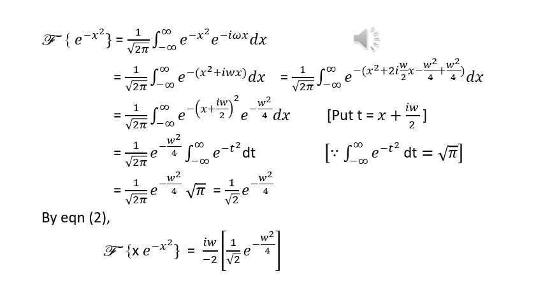So from equation 2 we get the Fourier transform of x into e raised to minus x square as I omega by minus 2 into 1 by root 2 e raised to minus omega square by 4.